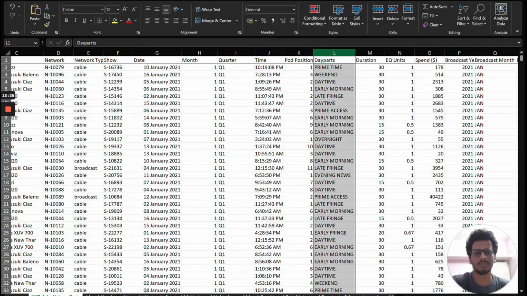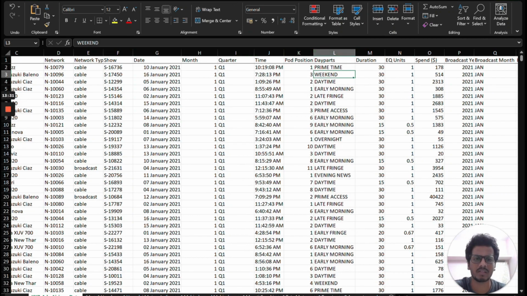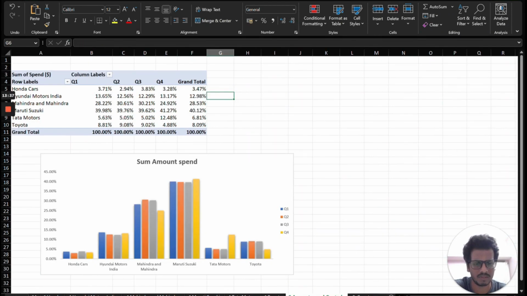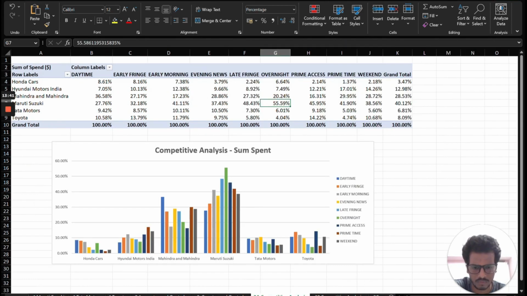Dayparts, which means that the day part is a different time of the day. All right, so prime time, weekend, daytime. So these are the different times of the day or week. You can definitely mention that. I'll just go to the third very quickly without wasting much of our time. Again, I have tried to find the values with the help of percentage itself, because percentage helps you to understand more.